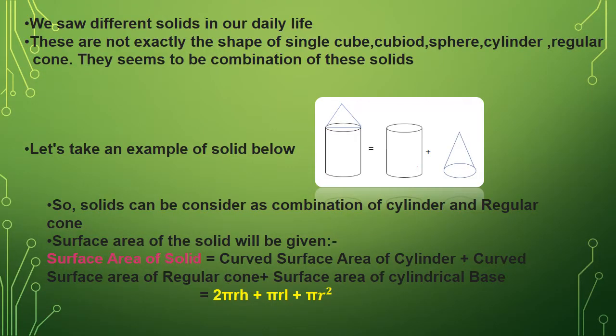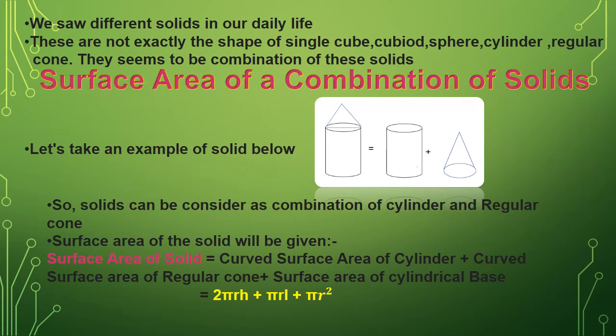Students, as you know, here we will discuss the combinations of solids. So the very first topic is how to calculate the surface area of a combination of solids. Here you can see this example. In this figure we have a solid which is a combination of a cone and a cylinder, right?